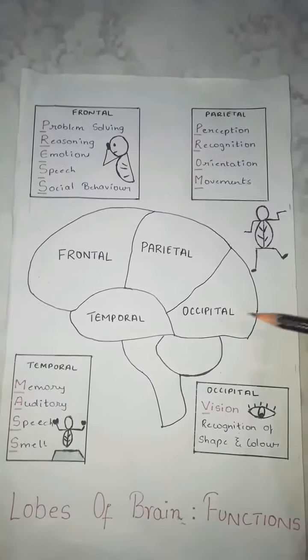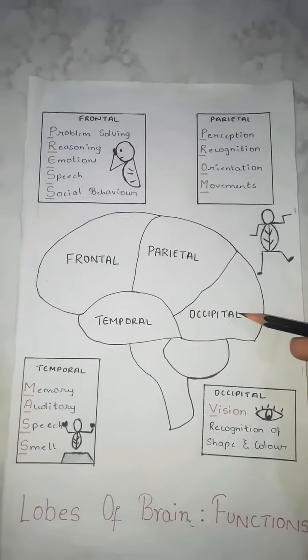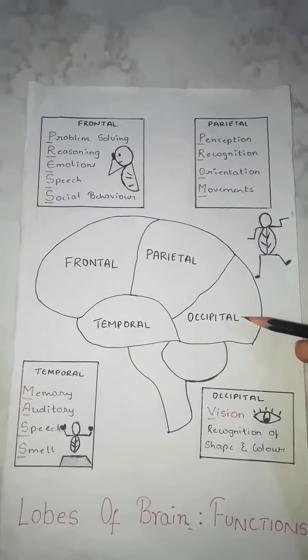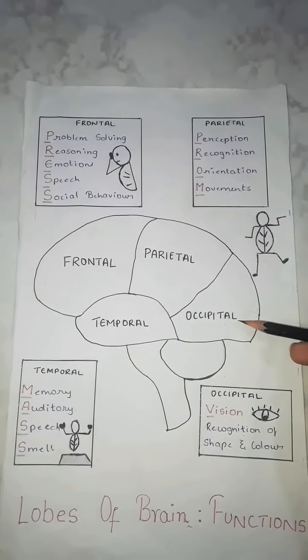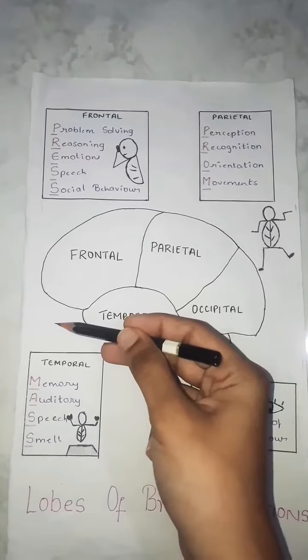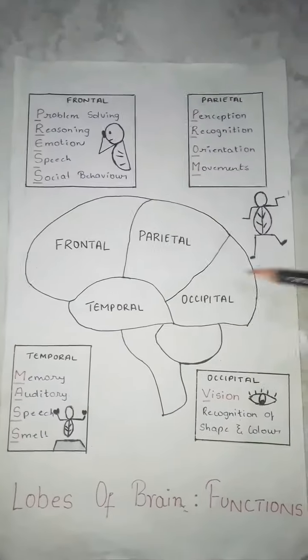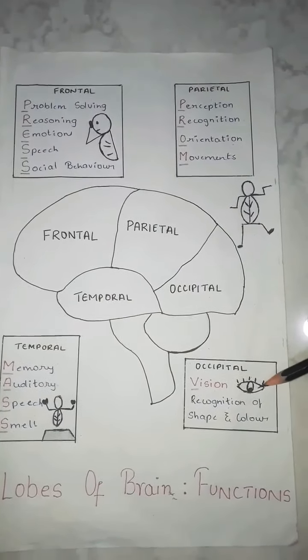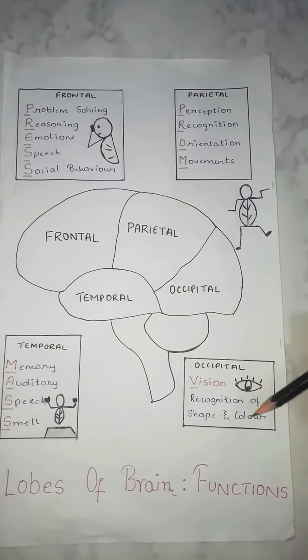And then finally, we have the occipital lobe. So for the occipital lobe, since it is present posteriorly, I want you to remember that just opposite to the occipital lobe, which is anteriorly, we have the eyes. So the occipital lobe is responsible for vision and also for recognition of shape and color.